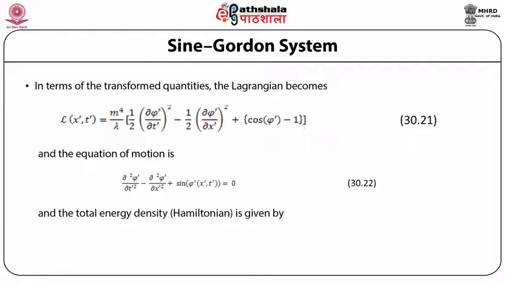The total energy density, the Hamiltonian, is given by E(x) = (m^4/λ)[1/2 (∂φ'/∂t')² + 1/2 (∂φ'/∂x')² + 1 − cos φ'].